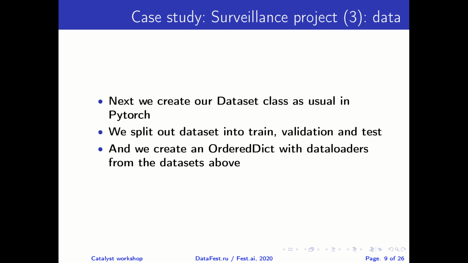Next, we have to create our dataset class, which is done as usual in PyTorch. I haven't prepared an example here. Then we have to split our dataset into train, validation, and test, and then create an ordered dictionary with the data loaders from the datasets above, and this ordered dictionary has to have train, valid, and test. Actually, for training, even train and valid are sufficient.